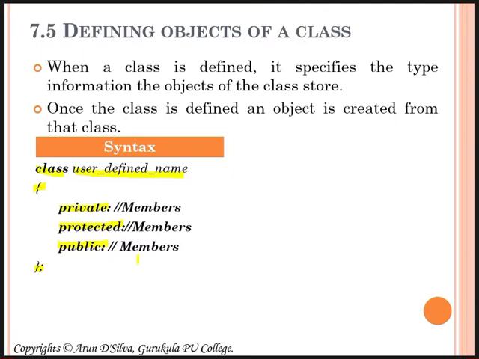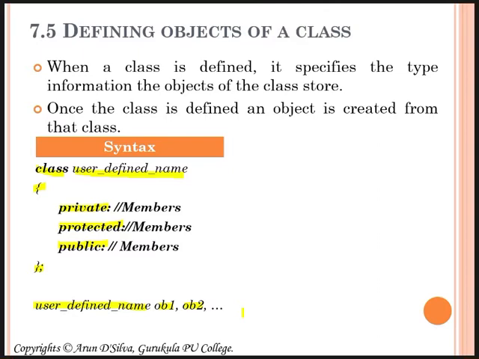Now how are we creating the objects of this class? First you have to make use of this user defined name and then the objects. You can create one object or more than one object by putting a comma between the object names, and it should be terminated by a semicolon.